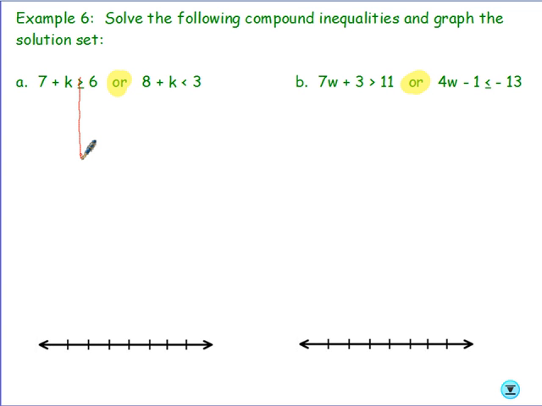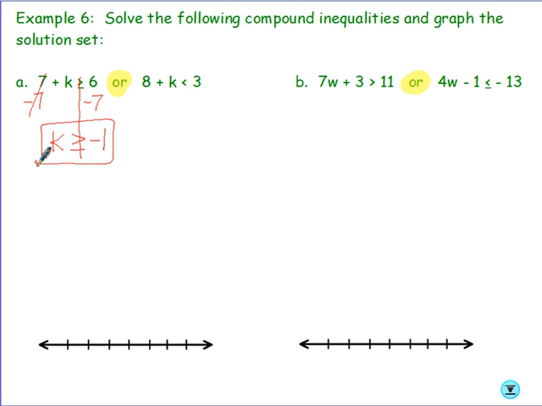If I want k by itself, I want that 7 to go away. The only way I can cancel the 7 is with a negative 7. That leaves me with k is greater than or equal to 6, take away 7, leaves me with negative 1. That is one of my answers.